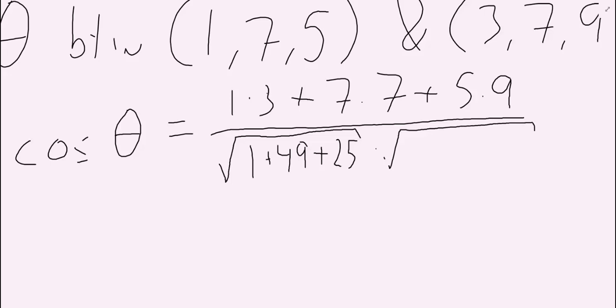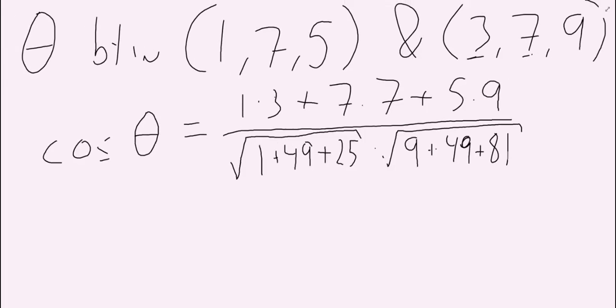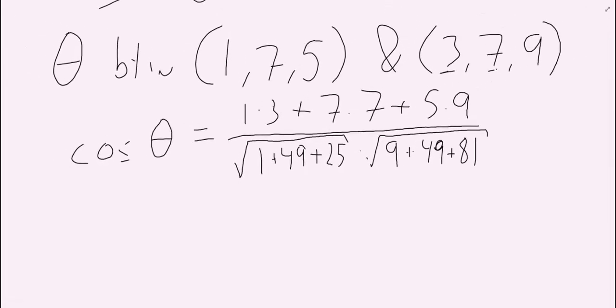The square root of 9, which is 3 to the power of 2, plus 49, which is 7 to the power of 2, plus 81. Okay, so let's see what we get here. So above the line we have 3 plus 49 plus 45.